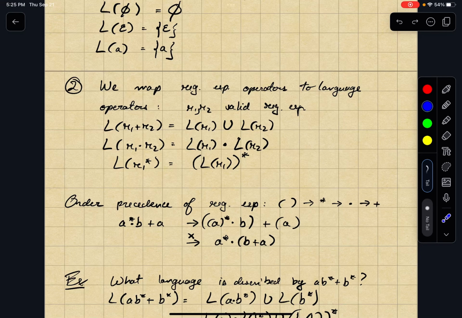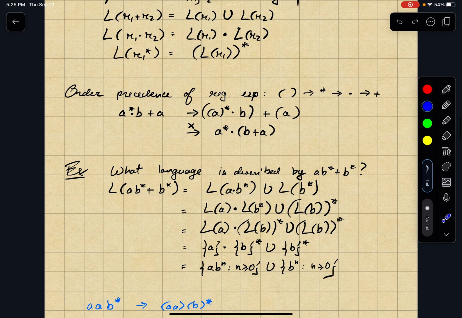Okay, so now that I've described the procedure for mapping a regular expression to the language that it's describing, let's see an example of how you would actually go through this procedure. So suppose I have the regular expression AB* + B*, and I want to know what language is described by this regular expression.